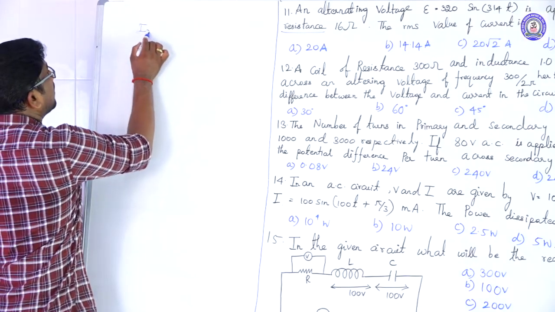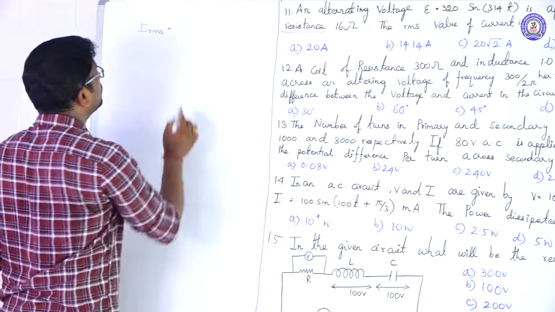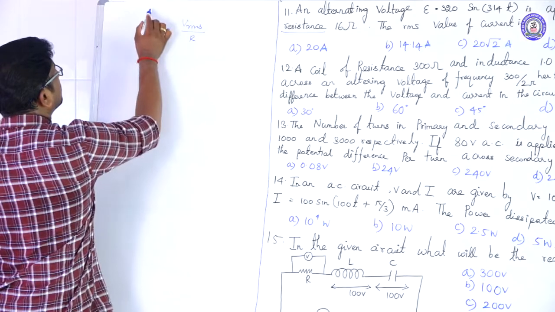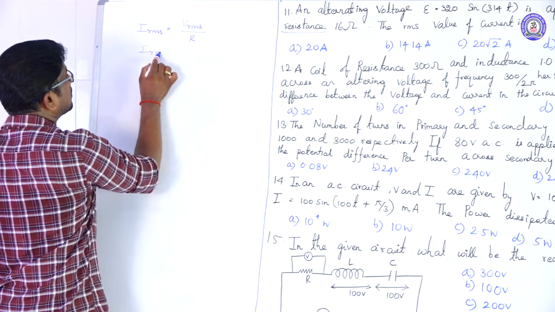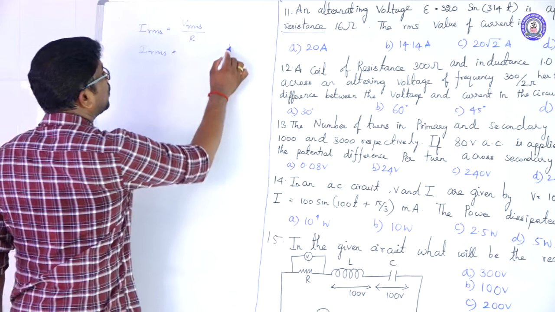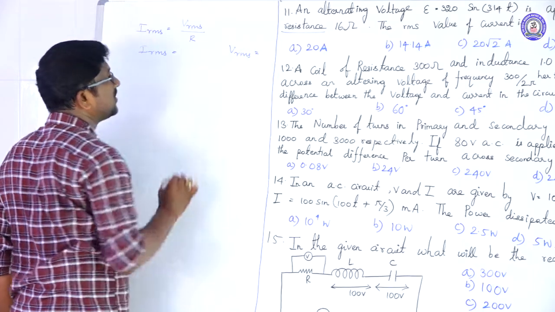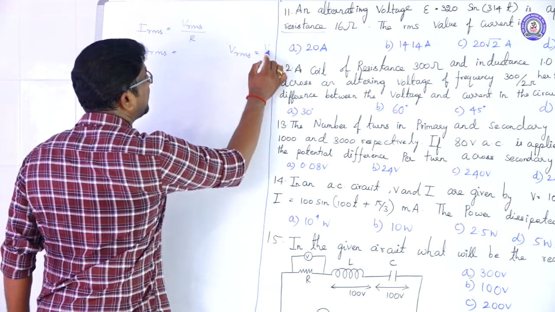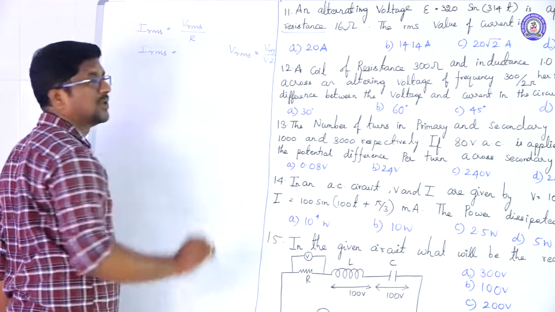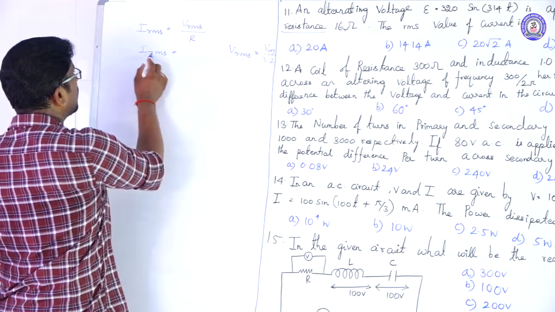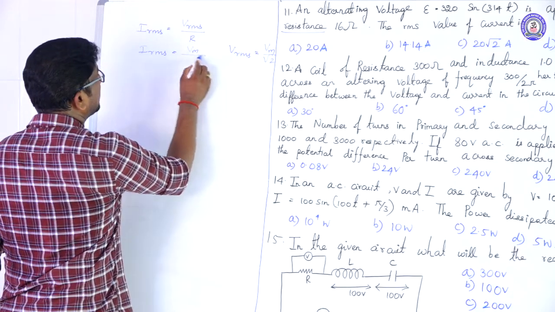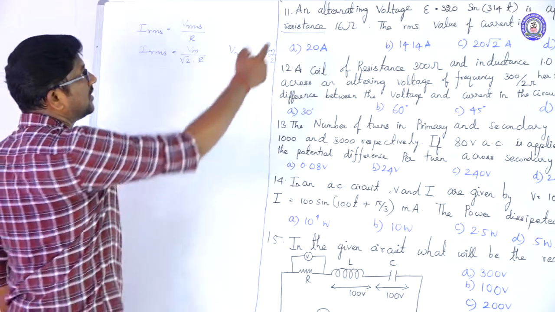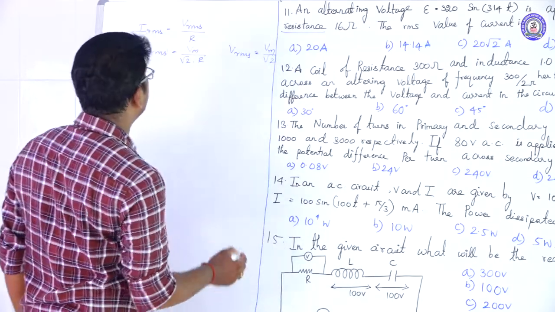RMS value of current, IRMS, is equal to VRMS divided by R. The relation between RMS voltage and the peak voltage is VRMS is equal to Vm divided by root 2. So therefore, IRMS is equal to Vm divided by root 2 into R. Right? The instantaneous voltage equation is given.